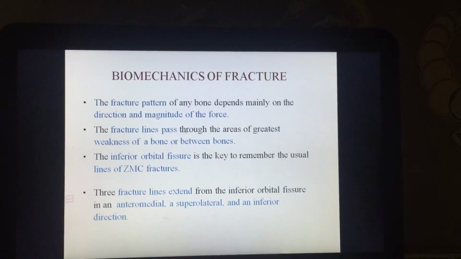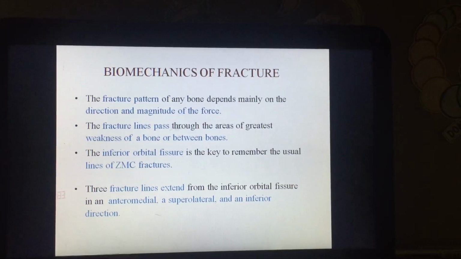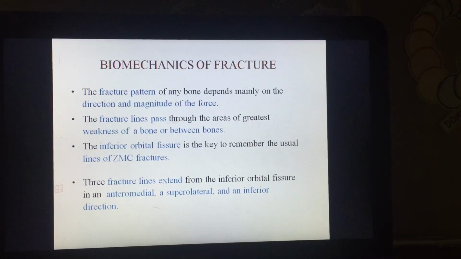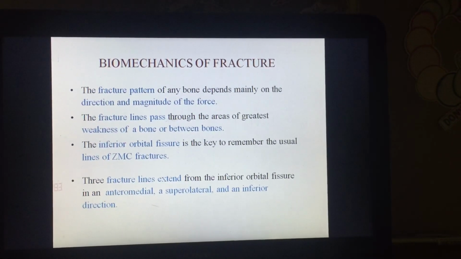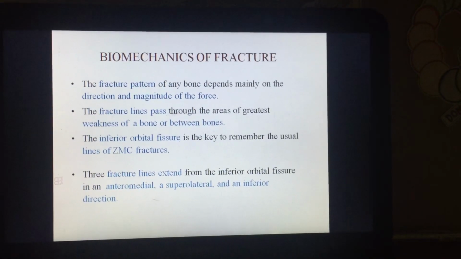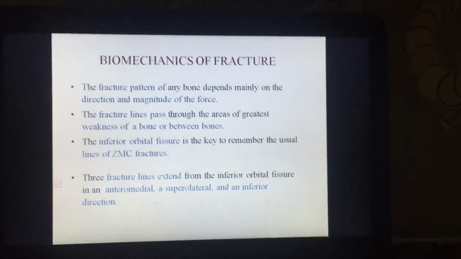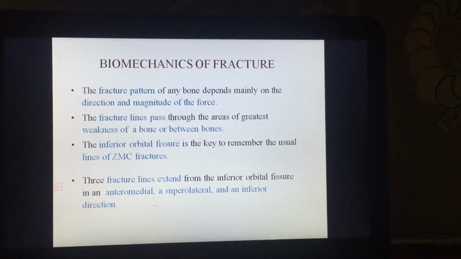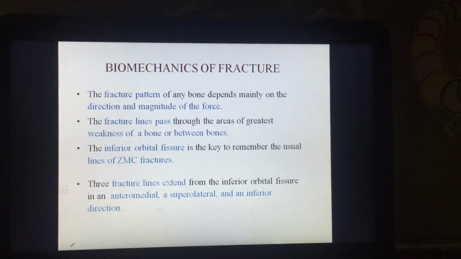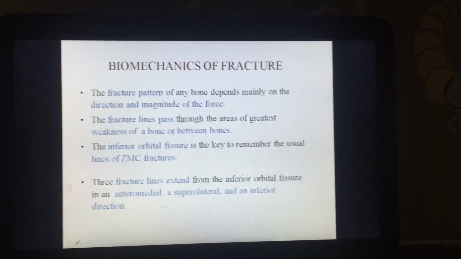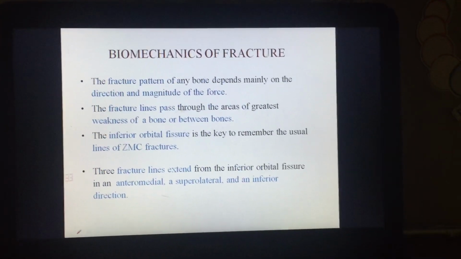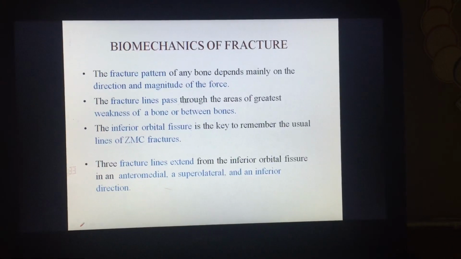Biomechanics of fracture. The fracture pattern of any bone depends mainly on the direction and magnitude of the force. The fracture lines pass through the areas of greatest weakness of a bone or between bones. The inferior orbital fissure is the key to remember the usual lines of zygomatico-maxillary complex fractures. This is an important point. Three fracture lines extend from the inferior orbital fissure in an anteromedial, a superolateral, and an inferior direction.